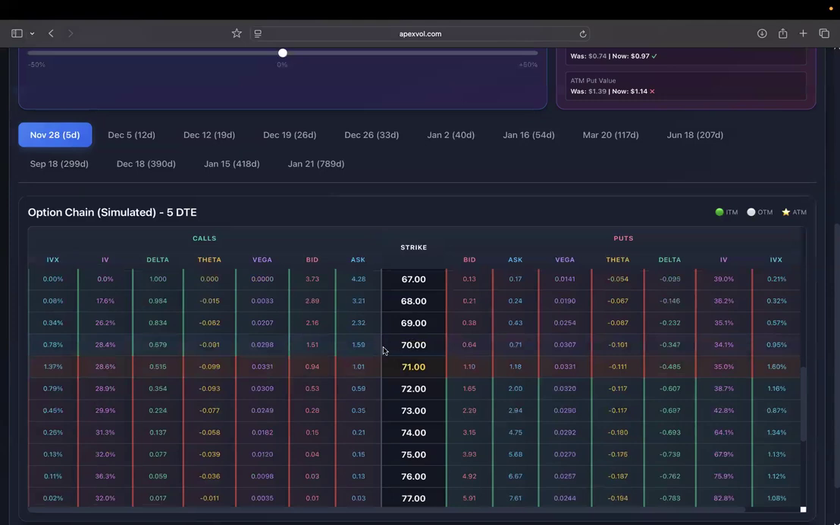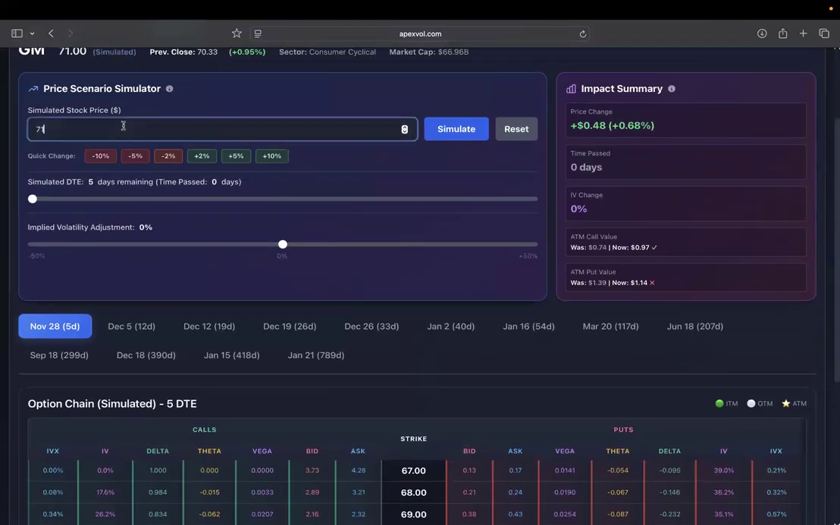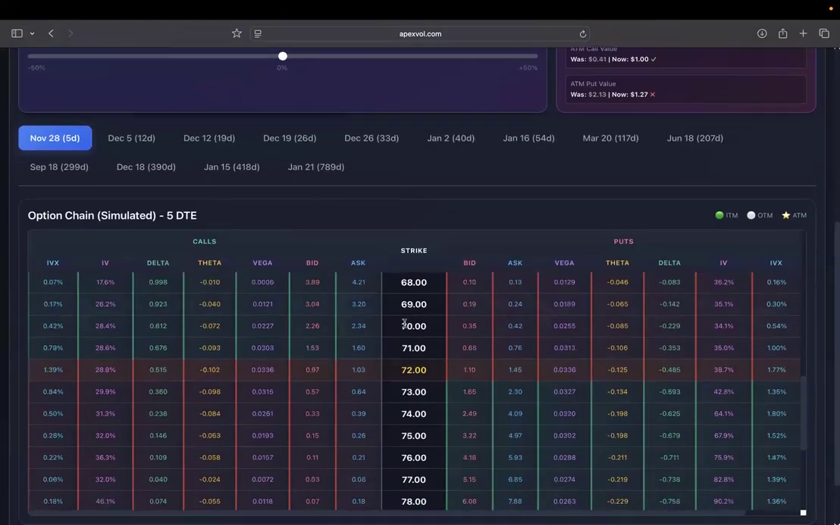And now the calls are 151, 159 with a midpoint of 155, and the delta is about a 68. The puts now have about a 33 delta or 34 delta. They are 64.71 with a midpoint of 67. We're going to take the stock up another dollar to 72. We're going to simulate that.